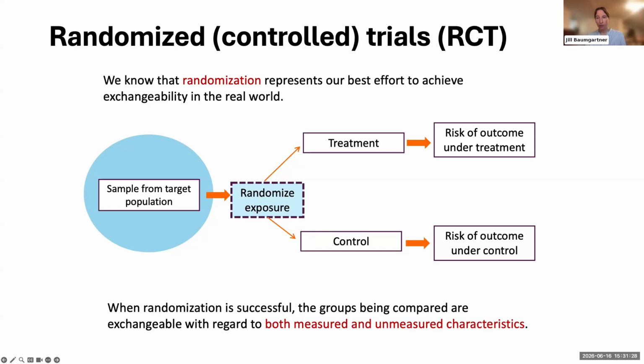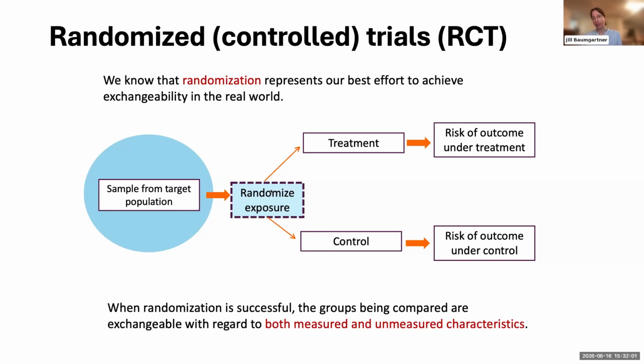For those of you who aren't familiar with randomization, I've given a schematic of what that looks like here. The idea is that you have a sample from your target population, and you assign the exposure randomly across individuals. This random assignment means that on average, both groups, those who receive the exposure and those who do not, are similar in their characteristics, both measured and unmeasured.